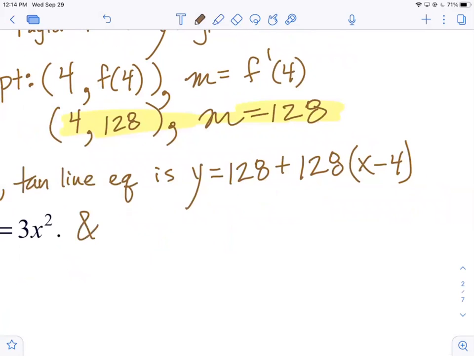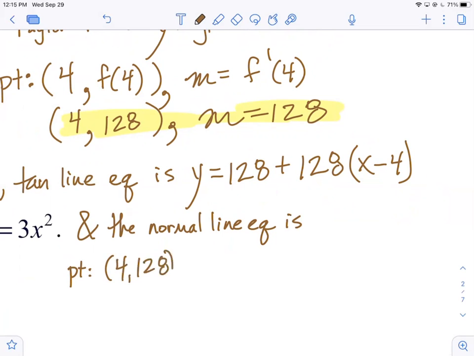And guess what line comes for absolutely free at no additional cost? The normal line. The equation is, well, let's get the ingredients in front of us. The point for the normal line is the same thing, 4, 128. But what's the slope of the normal line? We already talked about it once this year.